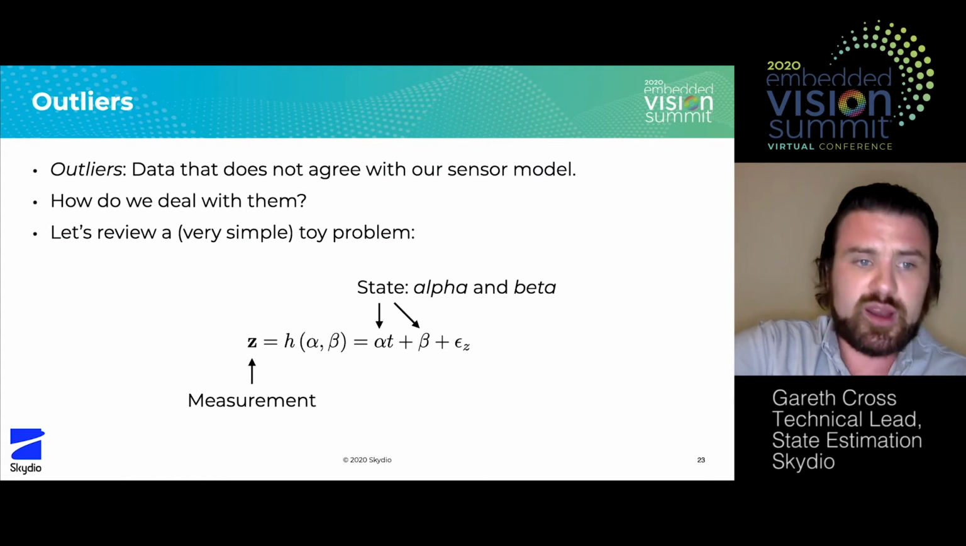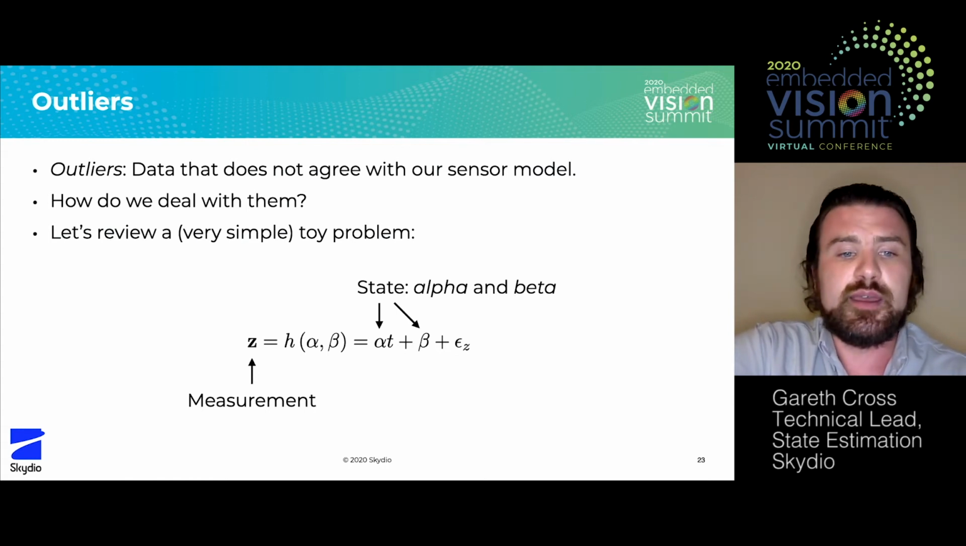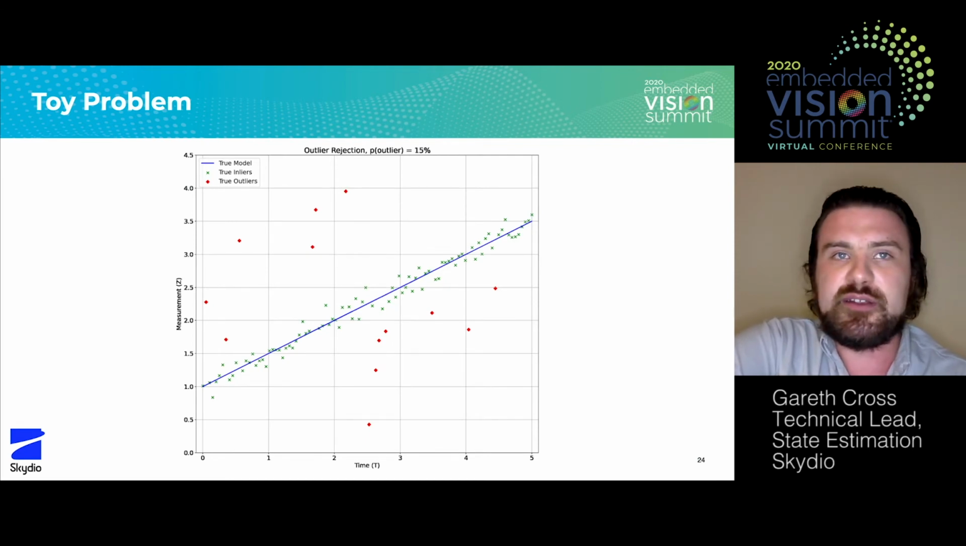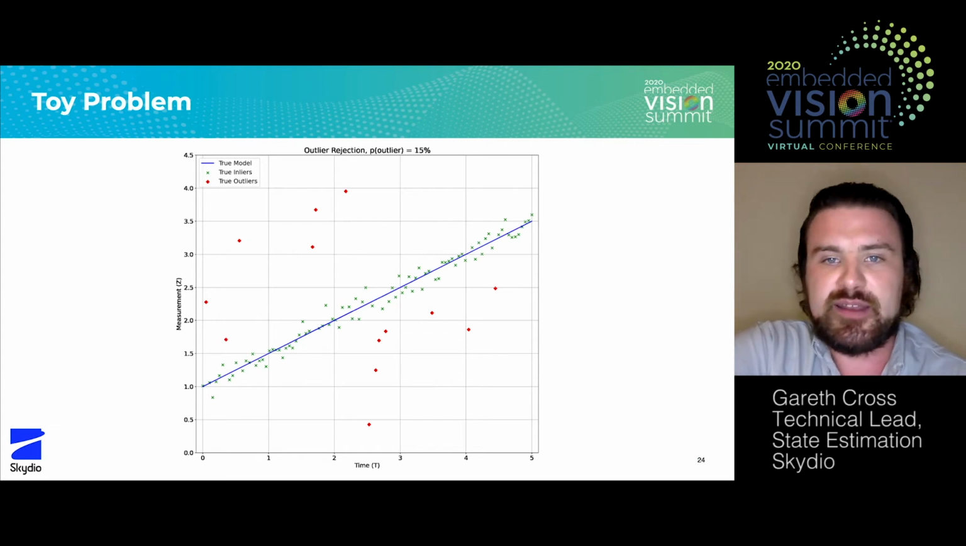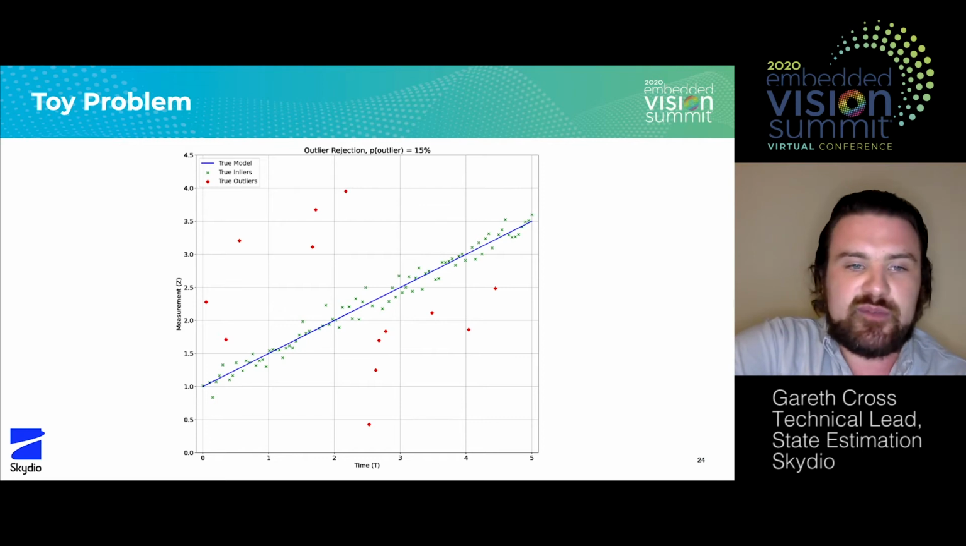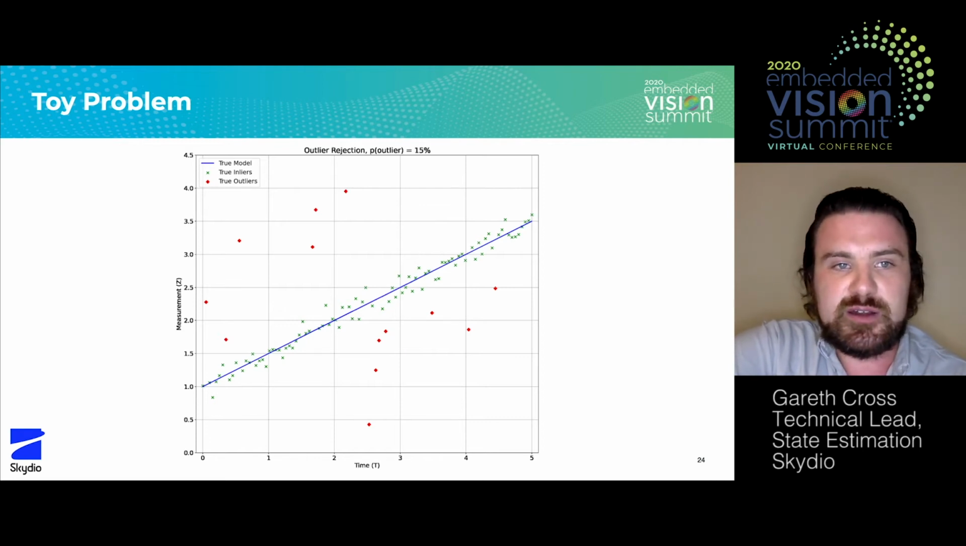So for this problem, we're going to assume we have a simple toy data set where our sensor has given us measurements over time. Those measurements are a linear function of time, and there's two parameters, alpha and beta, that we need to estimate. So if you look at that data set, this is what it looks like. The blue line here is the ground truth model. The green X's are inlier data, and the red diamonds are the outliers. And as you can see, there's about a 15% outlier fraction here.